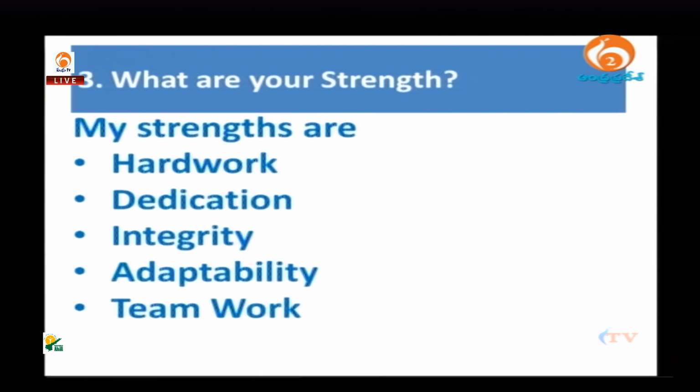So you can say that I'm a hardworking person, I believe in dedication, I believe in honesty, I'm an adaptable person, I can change with the situation, change with the scenario. Or you can say that I believe in teamwork, I believe in working with people, succeeding with people and making the organization a successful one.